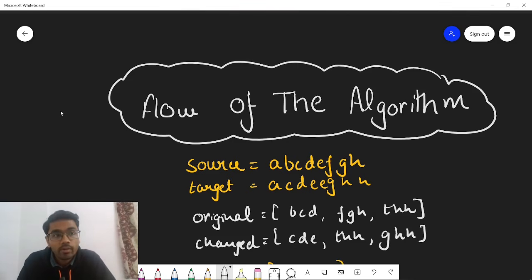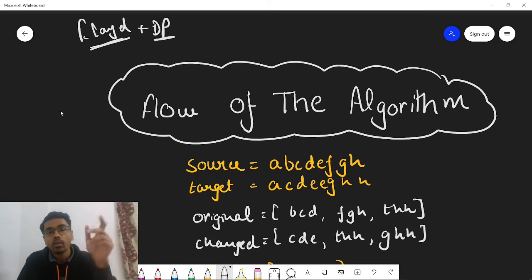Till now we have decided we will use the Floyd Warshall algorithm and DP. But how will we apply the Floyd Warshall algorithm? How will we apply the DP? How will we combine these two things? What will be the flow of the algorithm, that we will see now.